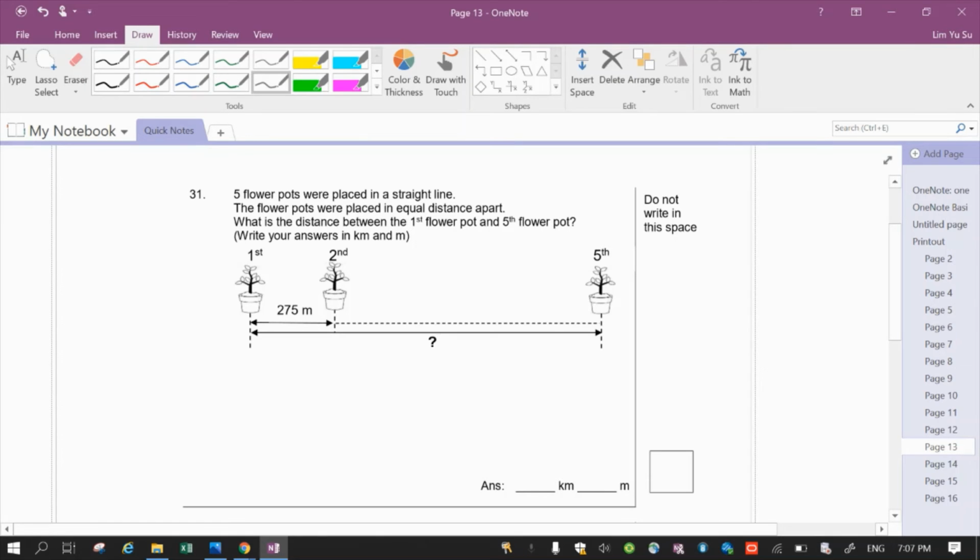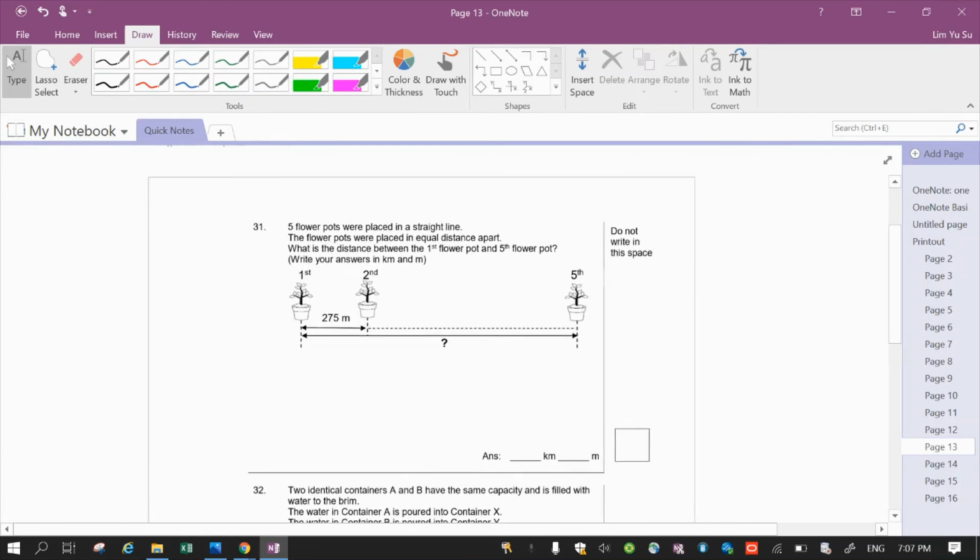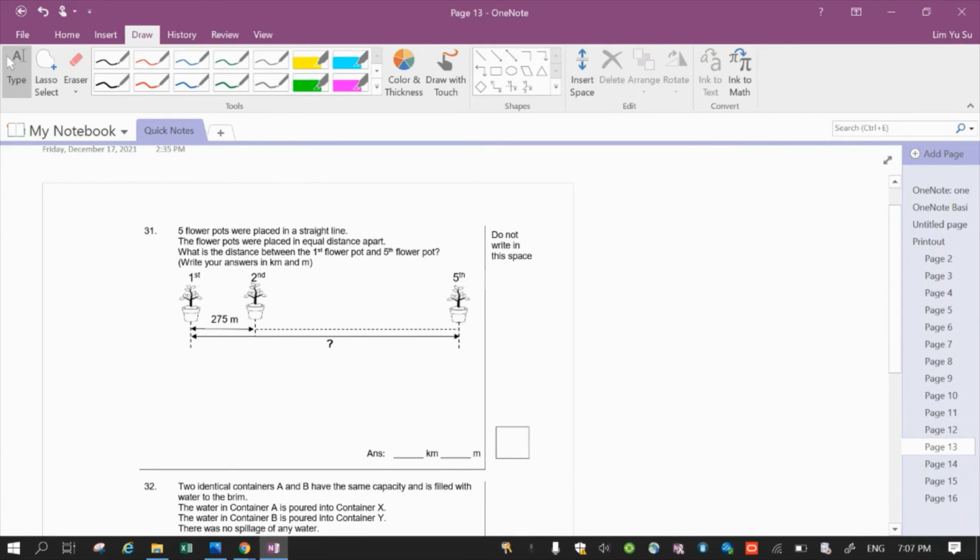So over here, this is question 31. 5 flower pots were placed in a straight line. The flower pots were placed an equal distance apart. What is the distance between the first flower pot and the fifth flower pot? Write your answer in kilometers and meters. So that's my first reading.